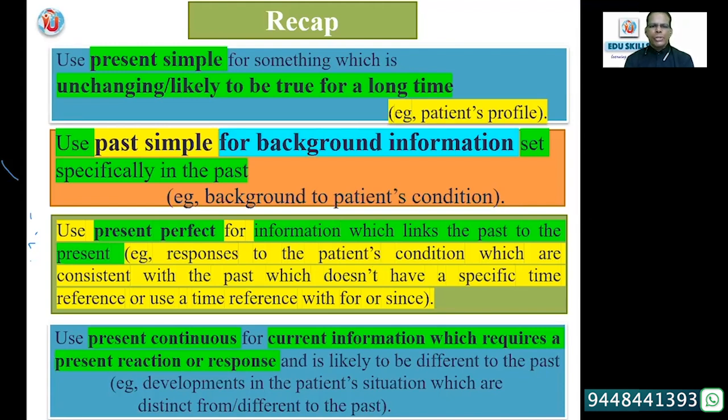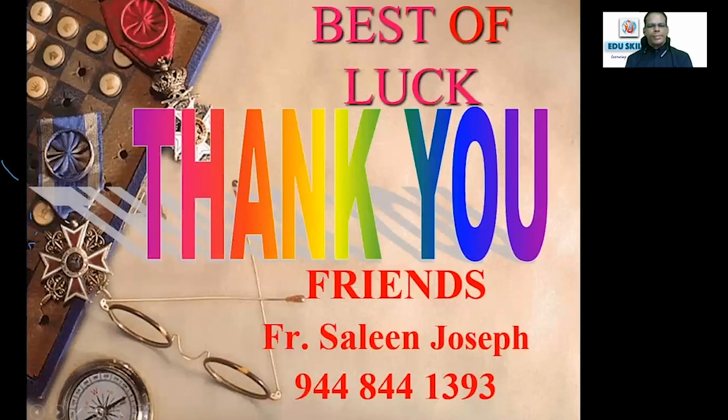When you are using present continuous or present progressive, that is past current information which requires a present reaction or response. The reader needs to respond to this particular situation. That's why I use this sentence, and it is likely to be different to the past. Development in the patient's situation which is distinct from or different to the past. It's contrasting to the past situation. There is a difference.